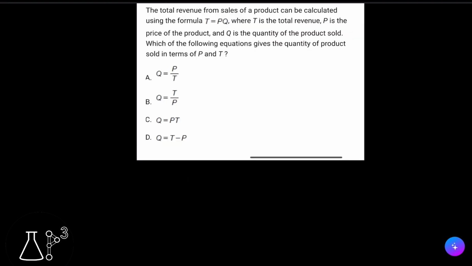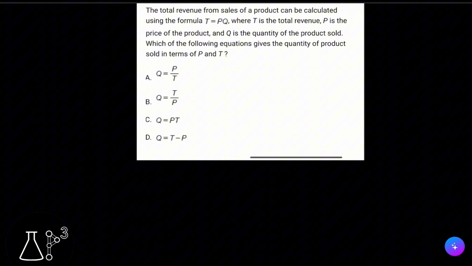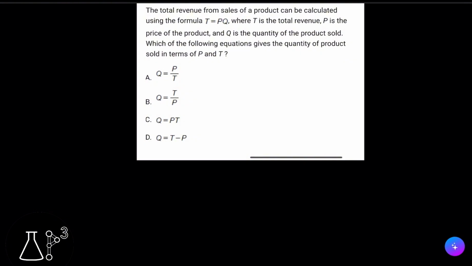Okay, let's move on to a different question. The total revenue from sales of a product can be calculated using the formula T equals PQ, where T is the total revenue, P is the price of the product, and Q is the quantity of the product sold. Which of the following equations gives the quantity of product sold in terms of P and T? So we're given the formula to calculate the sales of a product.